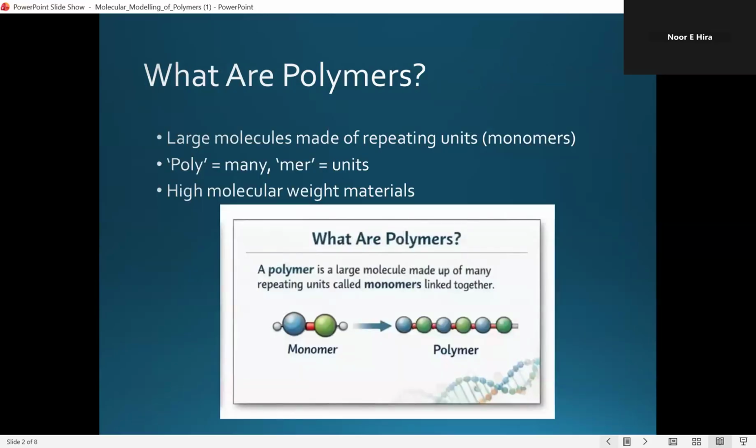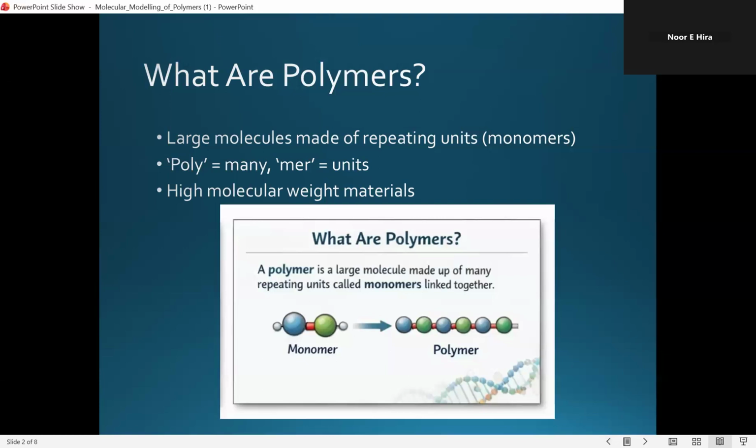What are polymers? Polymers are large molecules. They are also called macromolecules, made up of many repeating units known as monomers. You see here, a monomer is a small unit that bonds to form a polymer. Poly means many, mers means units. So they have high molecular weight, and this gives polymers unique mechanical and physical properties such as toughness and elasticity.